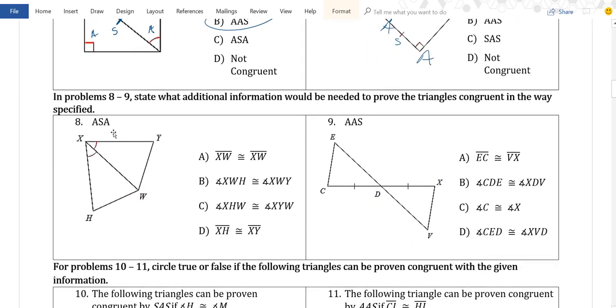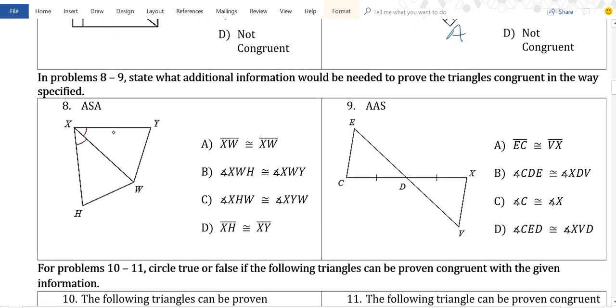Alright, on to questions 8 and 9. In problems 8 and 9, state what additional information would be needed to prove the triangles congruent in the way specified. So this was very similar to what we did in our notes again. I wonder why. So we're looking for angle, side, angle. Let's think about what we know here. We have this nice little reflexive property.